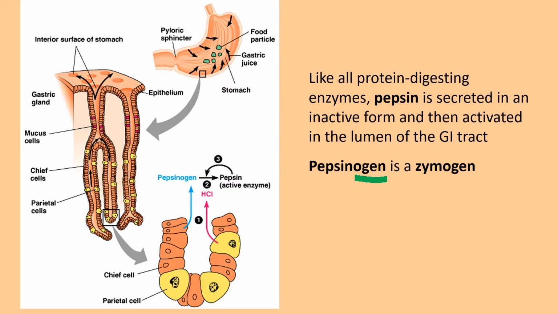Pepsin is the active enzyme. And in a couple of places in the digestive system, protein digesting enzymes are secreted as zymogens. Actually, protein digesting enzymes in the digestive system are always initially secreted as zymogens. A zymogen is an inactive precursor of an enzyme. So here in the stomach, these cells secrete pepsinogen. Pepsinogen doesn't do anything. It's harmless.